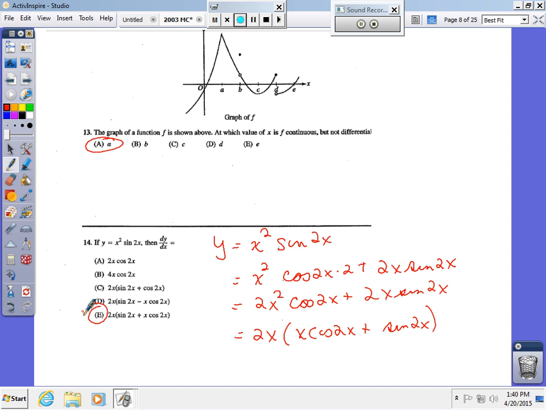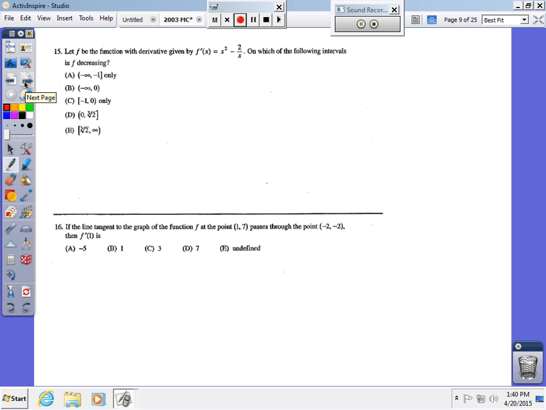Okay, moving right along. Let f be given by the function derivative. Find where it's decreasing. So it's decreasing where f prime is negative. Okay, so first thing I'm going to do is x squared minus 2 over x has to be less than 0.